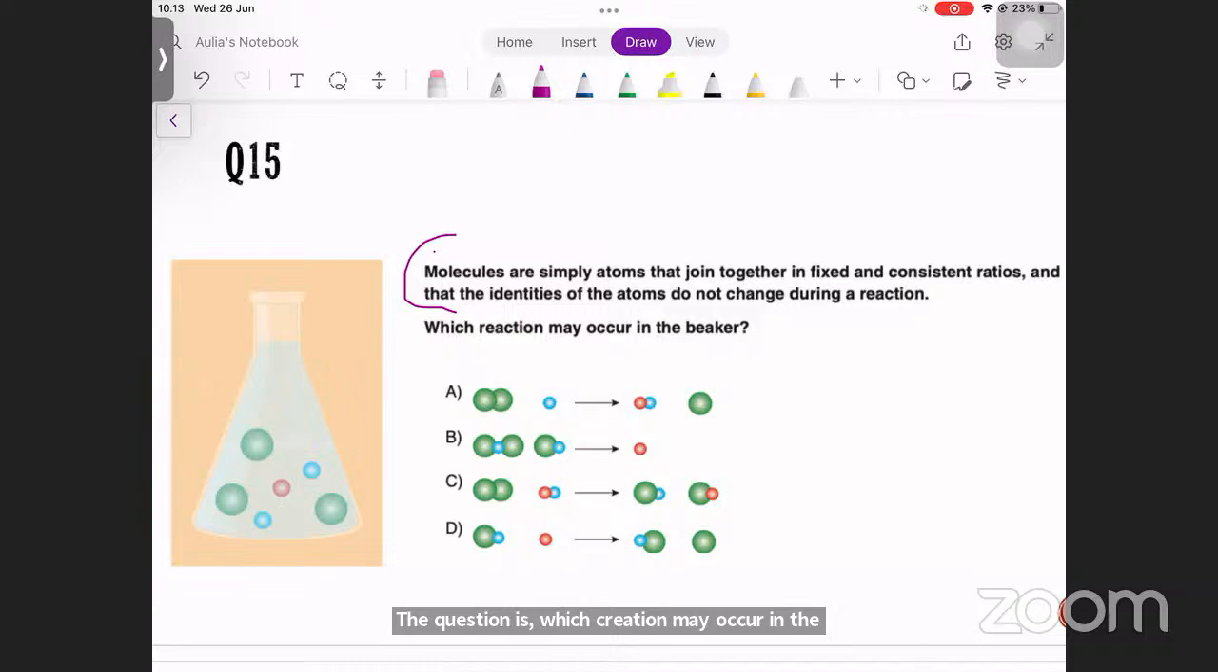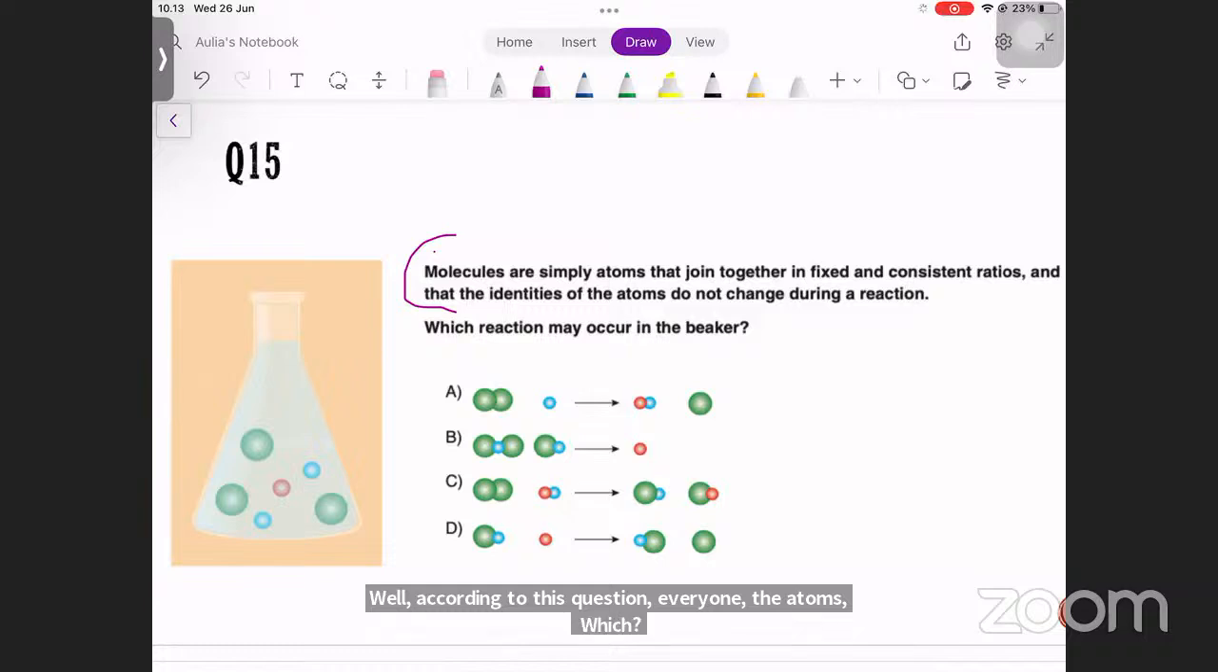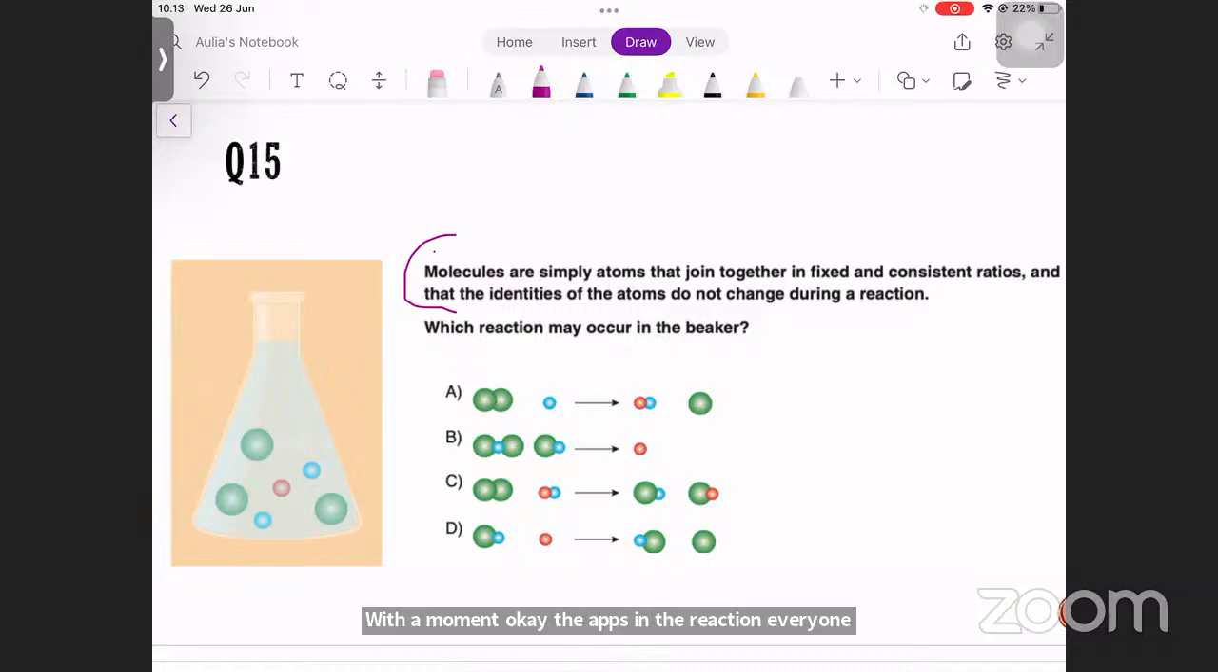According to this question, everyone, the atoms in the reaction are represented by color. So not by the name or the symbol of the atom itself, but by different colors. So a different atom has a different color here. For example, an atom whose color is green is different from an atom with color blue.